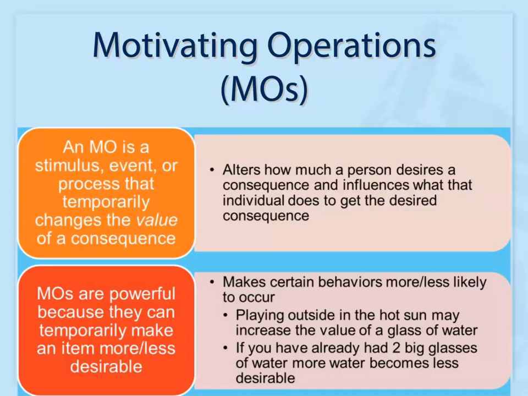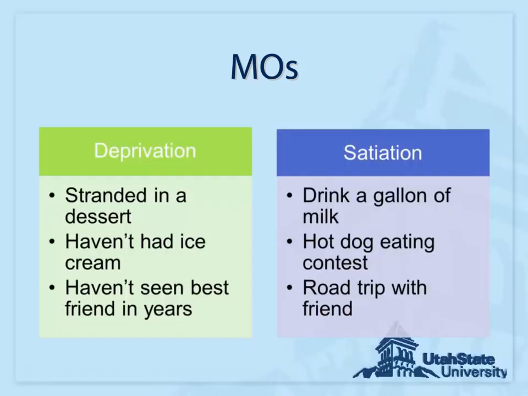For example, playing outside in the hot sun may increase the value of a glass of water. However, if you've already had 2 big glasses of water, water becomes less desirable. A good way to think about MOs is through deprivation and satiation. Deprivation is the lack of something, while satiation is the abundance of something.